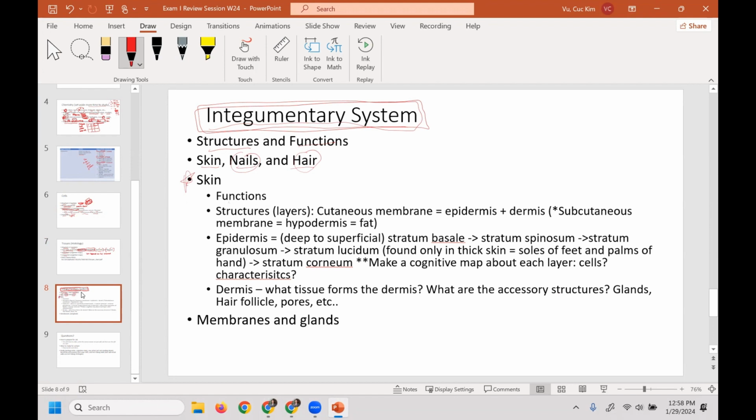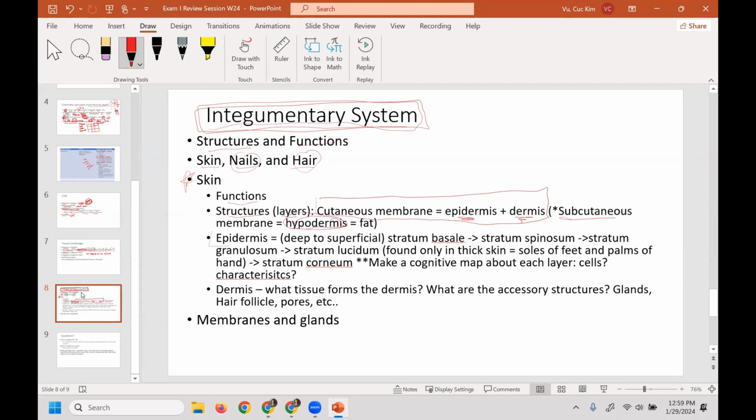So in terms of skin, make sure you know the functions. It's the barrier. Make sure you know what an acid mantle is. Make sure you know what sweat is. What does it secrete? Then structure, the anatomy of it, know the layers. It's divided into the cutaneous membrane, and technically that's what skin is. The cutaneous membrane only involves the epidermis and the dermis, whereas the subcutaneous layer is where your hypodermis is. And technically that is not skin, that's below skin.